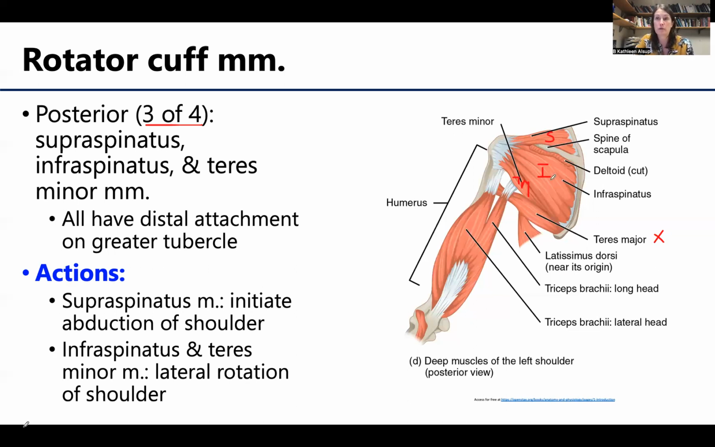All of these muscles on the posterior side of the scapula that are part of the rotator cuff have their distal attachment on that greater tubercle, and you can see that kind of right here. And underneath here would be the glenoid cavity and the head of the humerus, so you can see how it kind of just encloses that shoulder joint region.